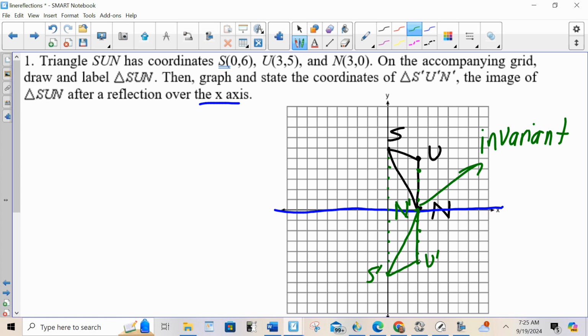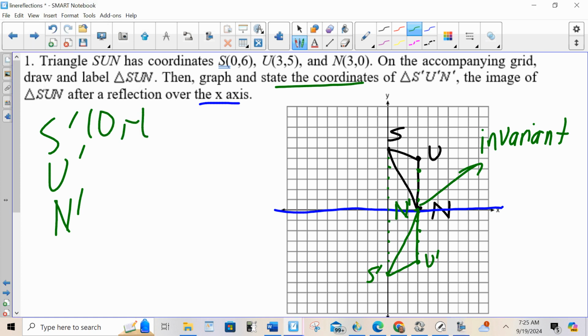This one does state the coordinates. If it says to state the coordinates, state the coordinates. If it doesn't, then you don't have to. So S prime, I've got (0, -6). U prime, I've got (3, -5). N prime, I've got (3, 0).